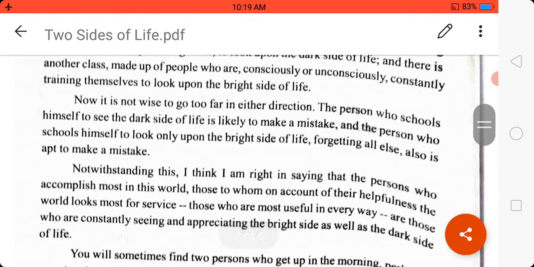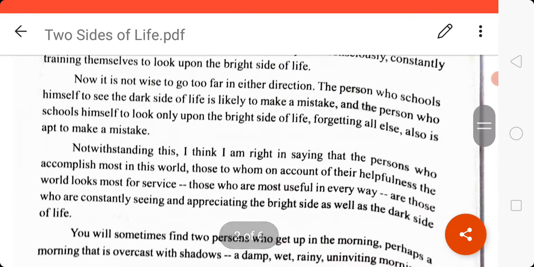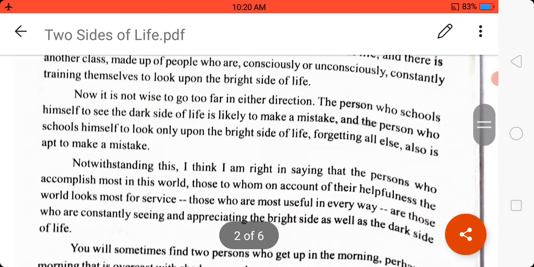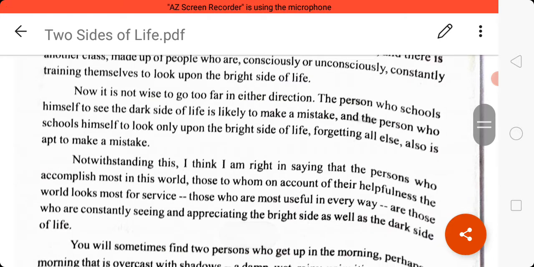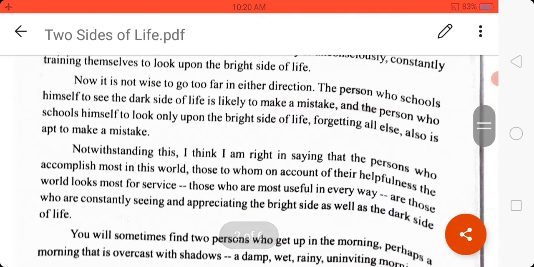Now, it is not wise to go too far in either direction. The person who schools himself to see the dark side of life is likely to make a mistake. And the person who schools himself to look only upon the bright side of life, forgetting all else, also is apt to make mistakes. So he is telling that the people who see the dark side of life make mistakes, and also the people who see the bright side of life also make mistakes. So what kind of mistakes?